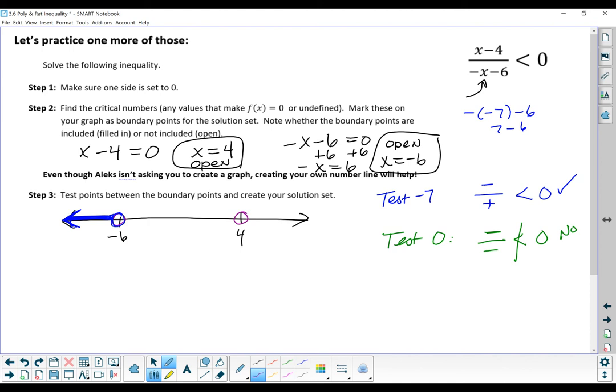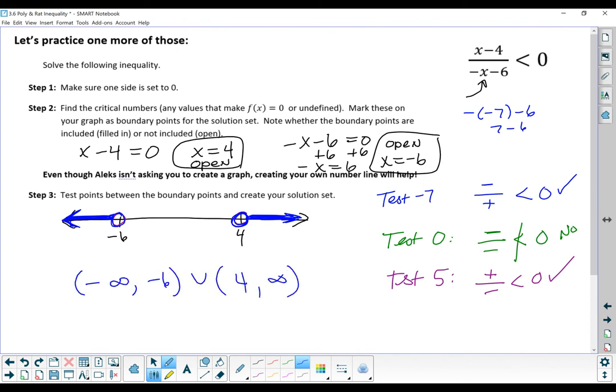The final region, from 4 to infinity, we could test 5. So 5 minus 4 is positive. 5 minus 6 is negative, so we're dividing a positive number by a negative number, and that is negative, which is less than 0. So that is part of our solution space. So our final answer for this one would be from negative infinity to negative 6, union 4 to infinity.